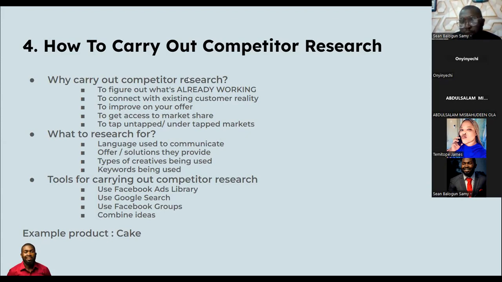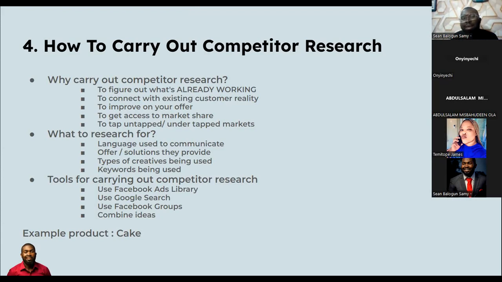Now, the third reason why you want to carry out competitor research is to be able to improve on your offer. So you've done your offer, you know you want to sell cakes, right? Remember our example product here is cake, so I'm going to be referring to cake a lot. Look at what your competitors are doing. Okay, my competitor is giving icing cake, but he's not doing cake for birthday. Let me add that. You've improved your offer. So that's one reason why you carry out competitor research.